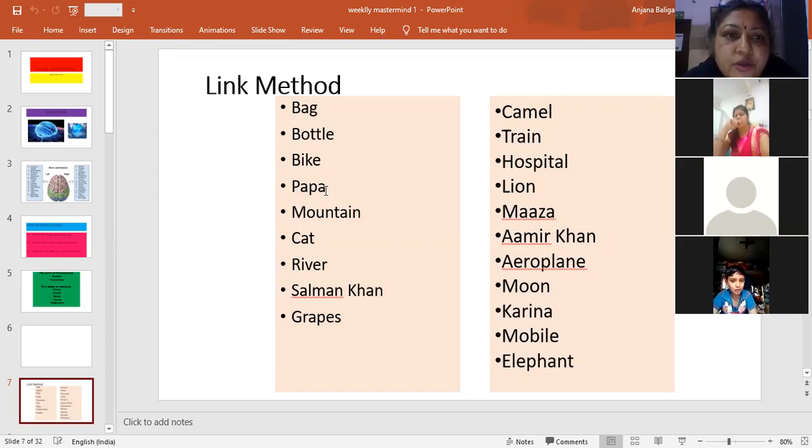Now visualize, there you see a big cat, silver color cat. And she's holding your hand and saying, meow, how are you? And you take that hand and jump into the pink river. The river is pink today because you played holi there. Now you swim across the river.